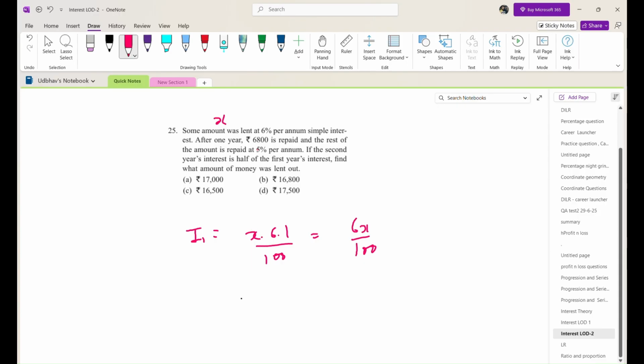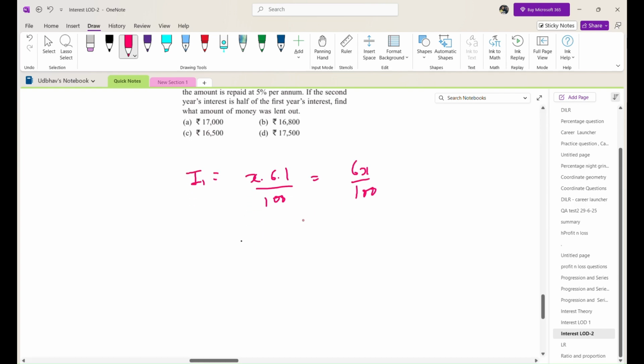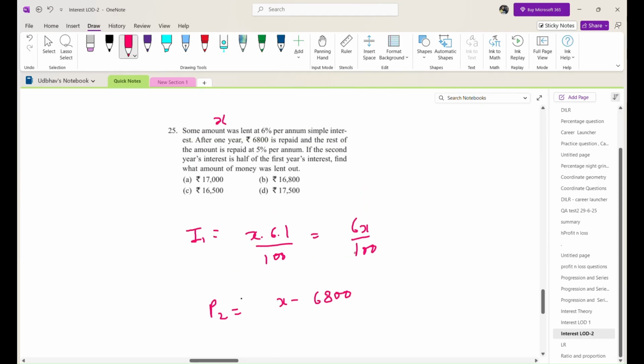The first amount after 1 year, this amount is repaid and the rest amount is repaid at 5% per annum. So this amount is now repaid. So what amount is left? The principal for second year is x minus 6800, right?